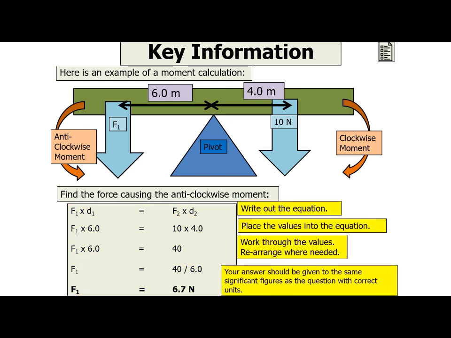So you write out your equation, you place your values into the equation, you work through the values and rearrange where needed, and give your answer to the same significant figures as the question with the correct unit.